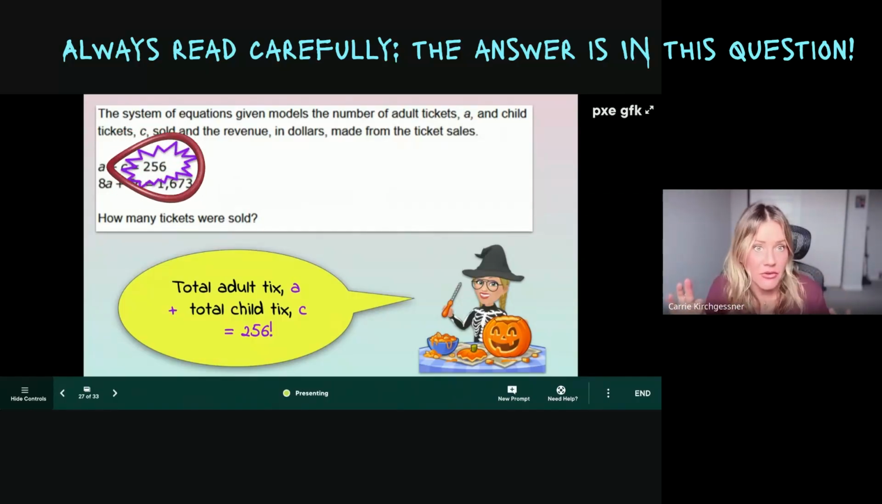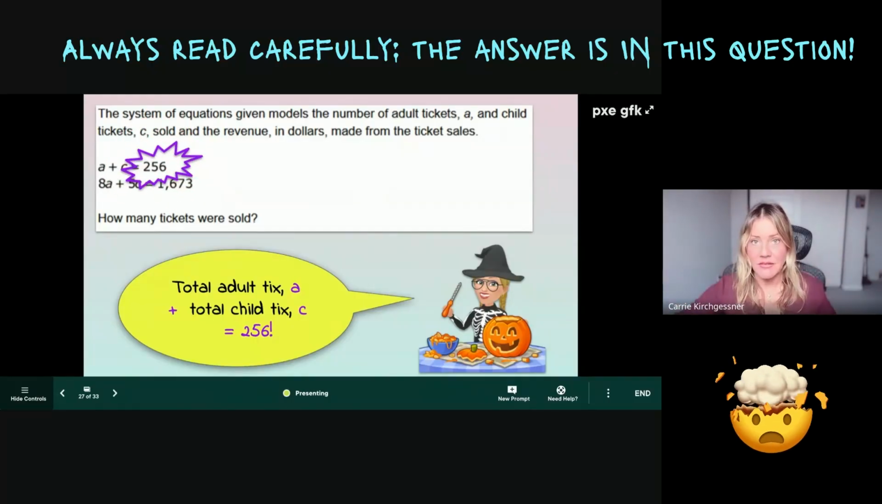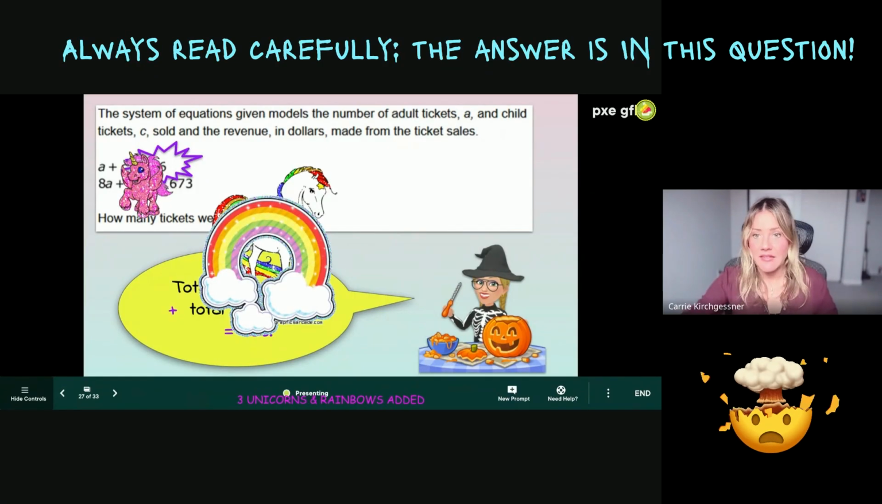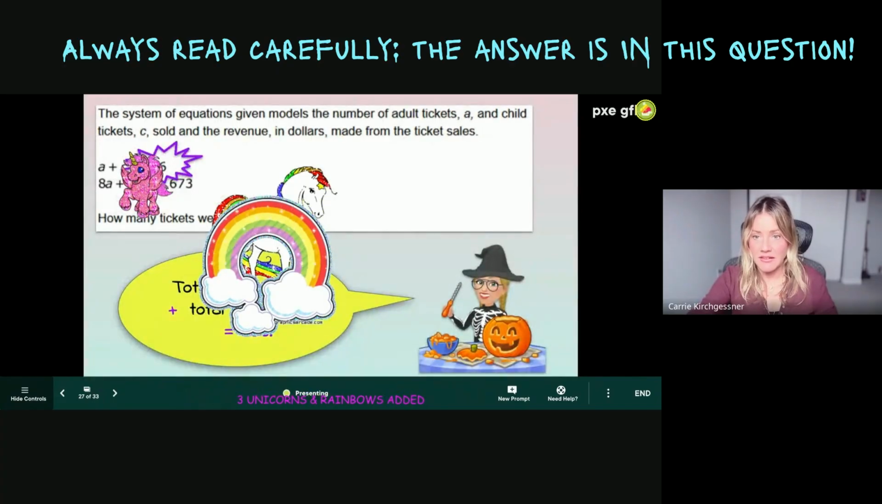All you have to do is figure out what's given and what's being asked. And what's given is the amount of tickets that were sold. The total amount of tickets that were sold is already right there. So that's one that we didn't even have to really do any math on. So that's why I said in the slide before, caution, some of these questions will be deceptively simple.